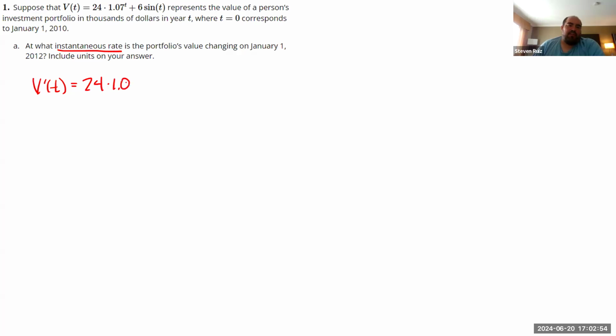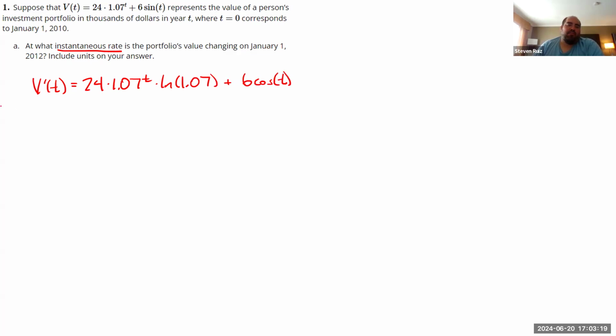I think I've said this in a prior video, but when you take the derivative of an exponential function, your derivative will always contain that function, and then you multiply it by the natural log of the base. So times natural log of 1.07. And then for 6 sine t, we have to use some trig rules. What's the derivative of sine of t? That is going to be cosine of t.